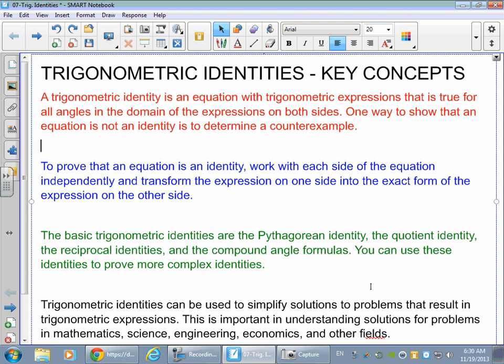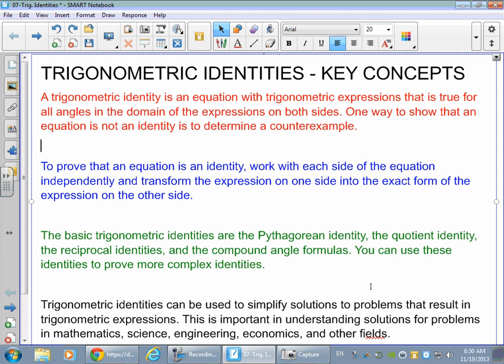So just some key concepts here to get started. These are straight from the textbook. A trig identity is an equation with trig expressions on each side that are true for all angles. One way to show that an equation is not an identity is to determine a counterexample.